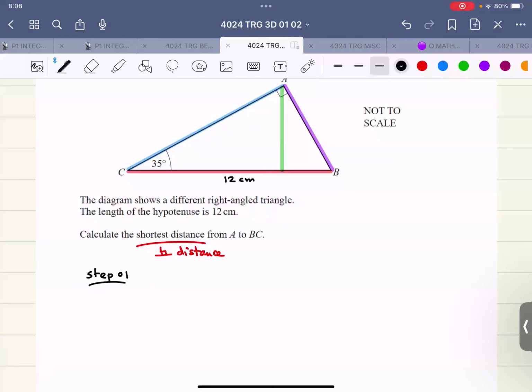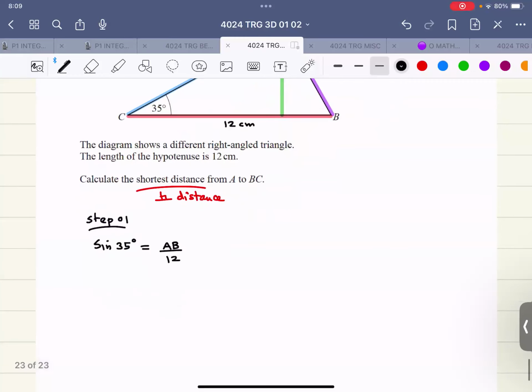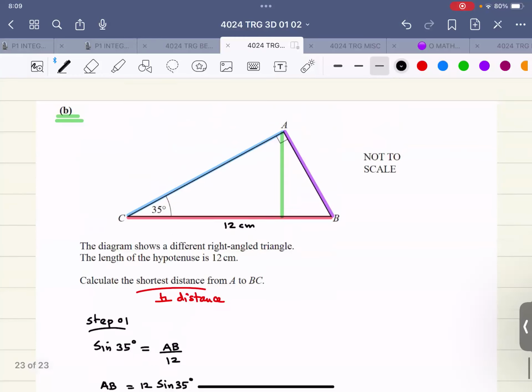Let's use sine of 35 degrees. This equals AB divided by 12. Let's make AB the subject. That is 12 sine 35. I can leave it as it is, and I'll use the calculator later.